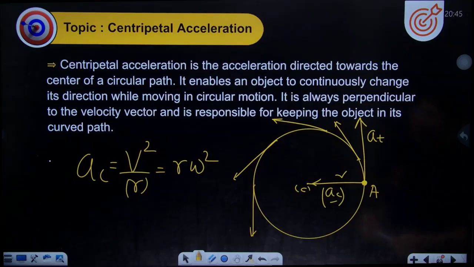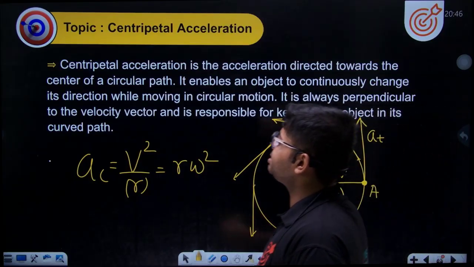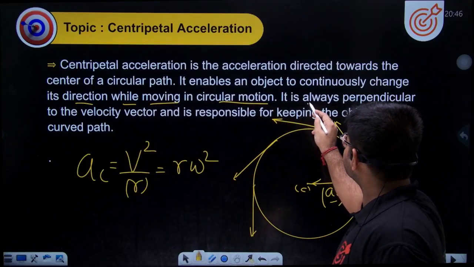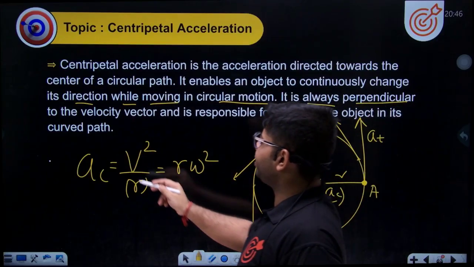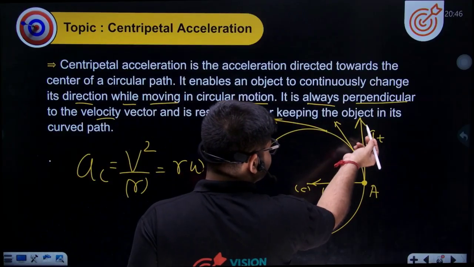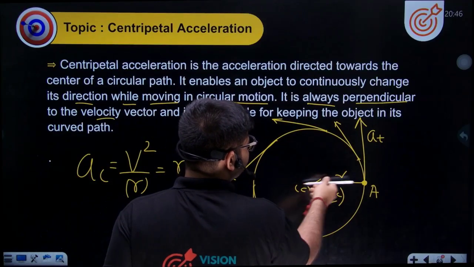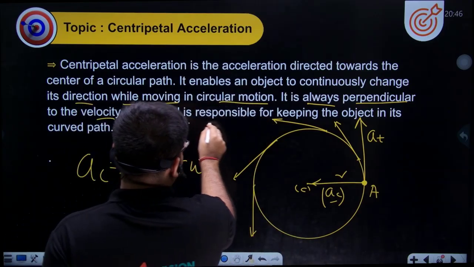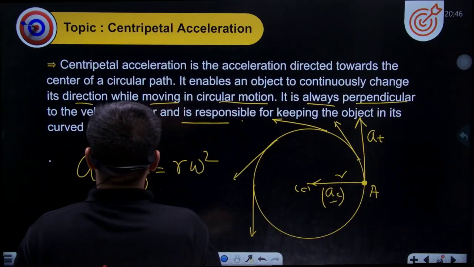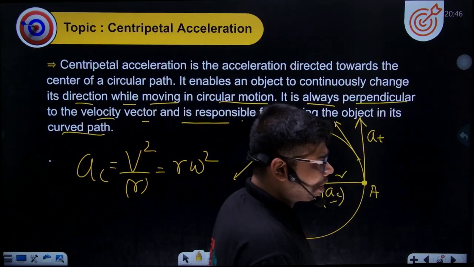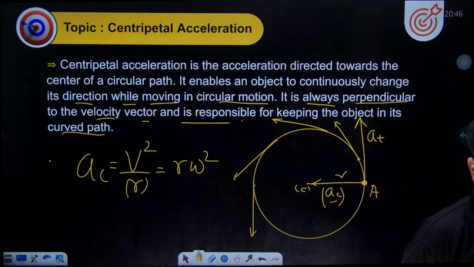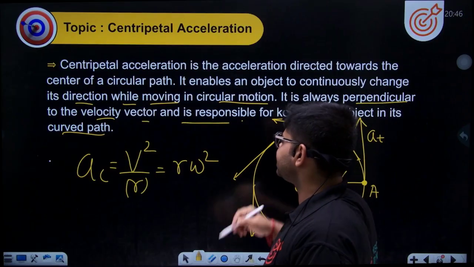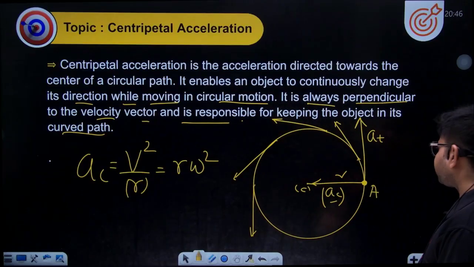It enables an object to continuously change its direction while moving in circular motion. It is always perpendicular to the velocity. Obviously, you see this is the direction of the velocity, and it is perpendicular to the velocity vector, and is responsible for keeping the object in the curved path, because it is changing the direction each and every moment. That is why the particle is in circular motion.